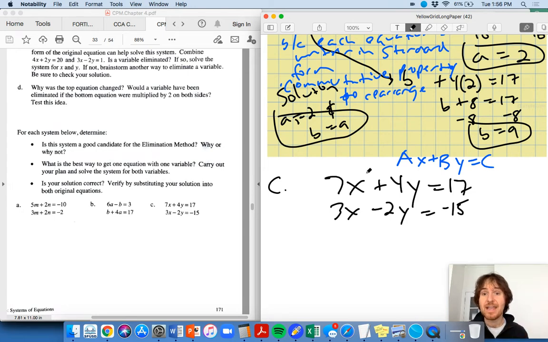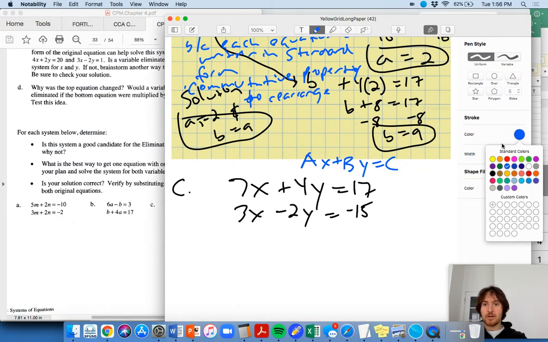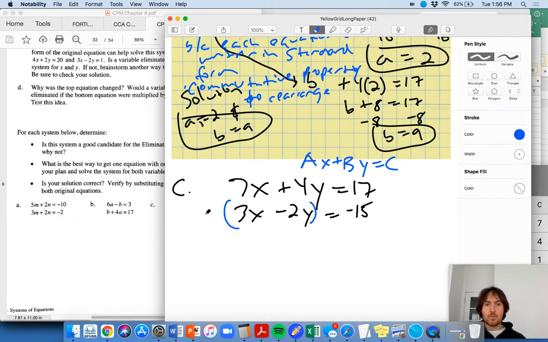So here, I got 3 and 7. If I multiply 3 by 2, it's going to give me a 6. By 3, it's going to give me a 9. That's not 7. That's not very good. What about this here? Look to your lower numbers and see what you can multiply them by to equal one of the higher numbers. This is negative 2, so I multiply this by 2, the bottom one, and that's going to allow me to eliminate.